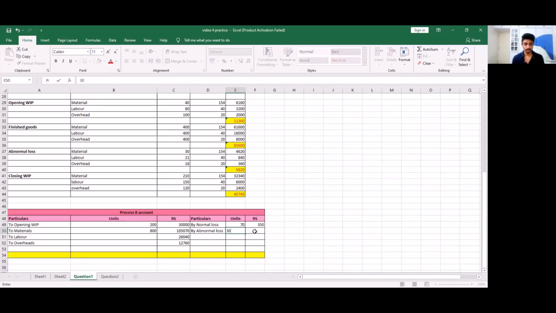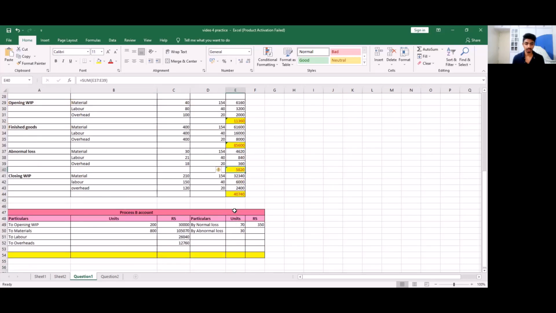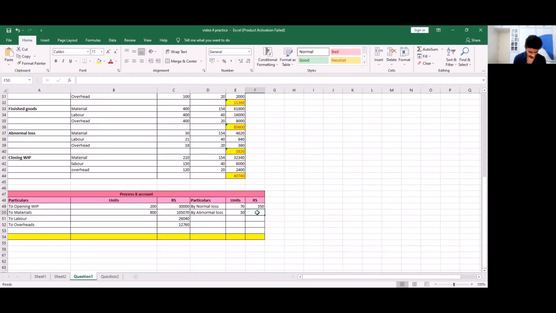And as for the amount, we write the value that we found in our statement of evaluation. So in the statement of evaluation, the value we found for abnormal loss is 5,820. Right here, abnormal loss, the total value is 5,820. So I will write this in the rupees column. Next, we have finished goods.